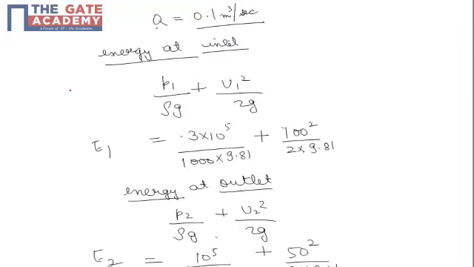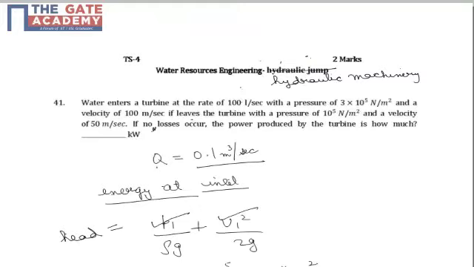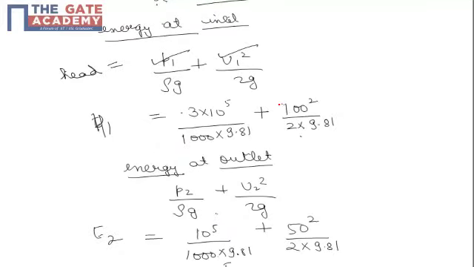Energy at inlet, or head at inlet, I will write as H1, is P1 upon rho g plus V1 square by 2g. Pressure is given at inlet as 3 into 10 to the power 5 Newton per meter square, and velocity is given as 100 meter per second. Both are in SI units, so no issues.